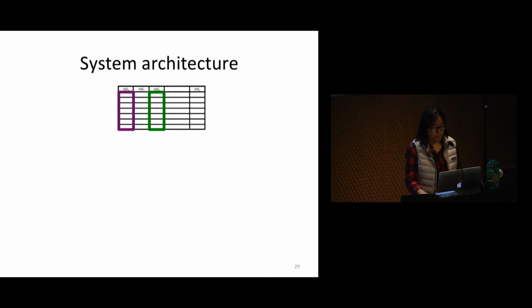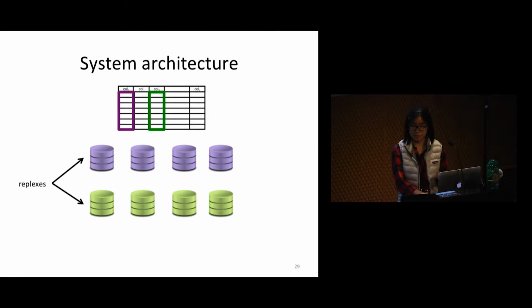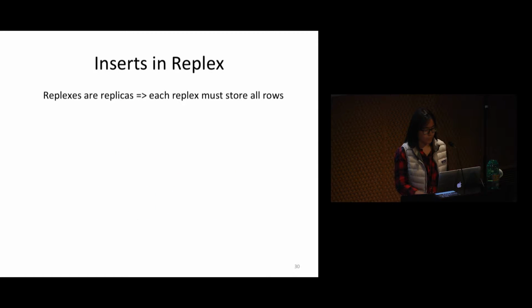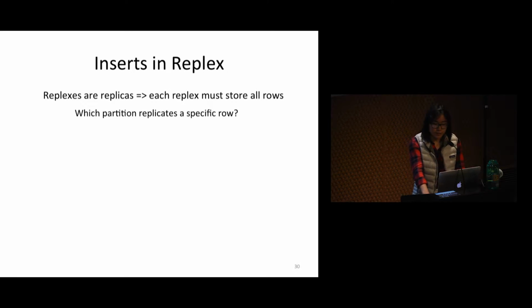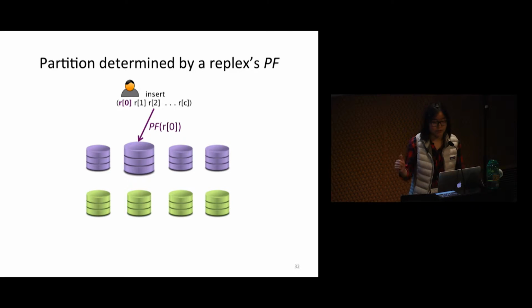Now, to discuss inserts and replex, every replex is going to store every single row that's stored in the database. So the question is, which partition replicates a specific row? Let's say we have a client that's trying to insert a row, and it's going to need to do this once in each of the replexes. It's going to do so first at the purple partition, and it's going to take the straightforward method, which is to take the partitioning function that we described earlier and use that to identify the correct partition. Similarly, it's going to take the partitioning function associated with the green replex to identify the green partition at which it needs to replicate a piece of data.